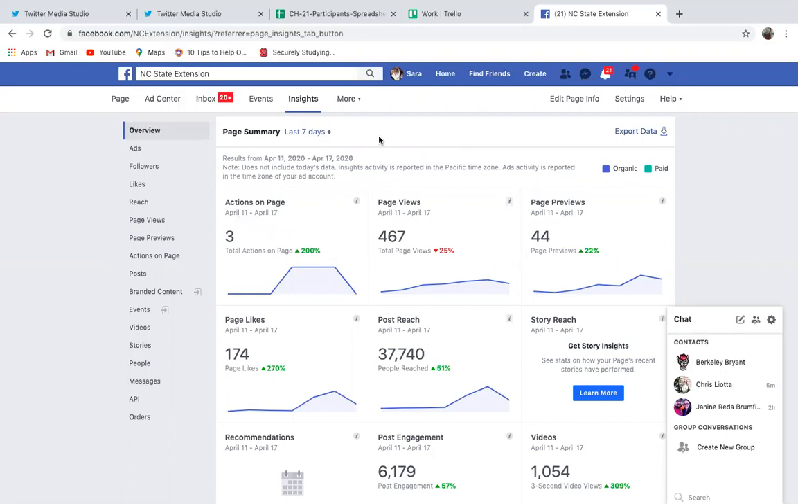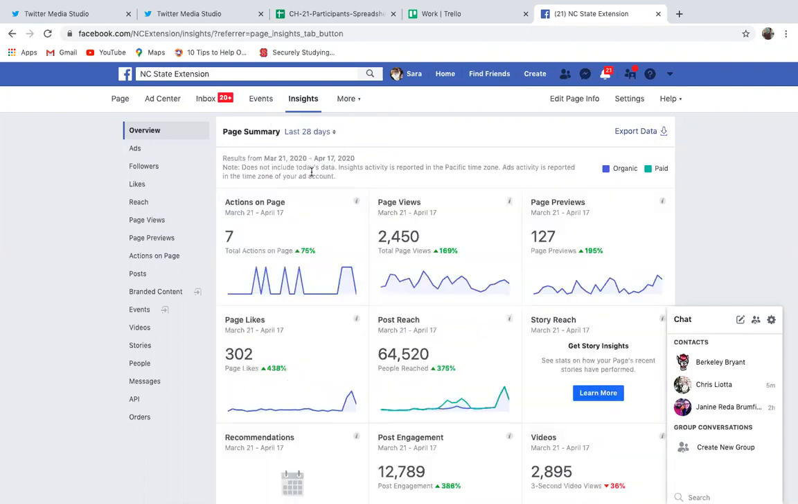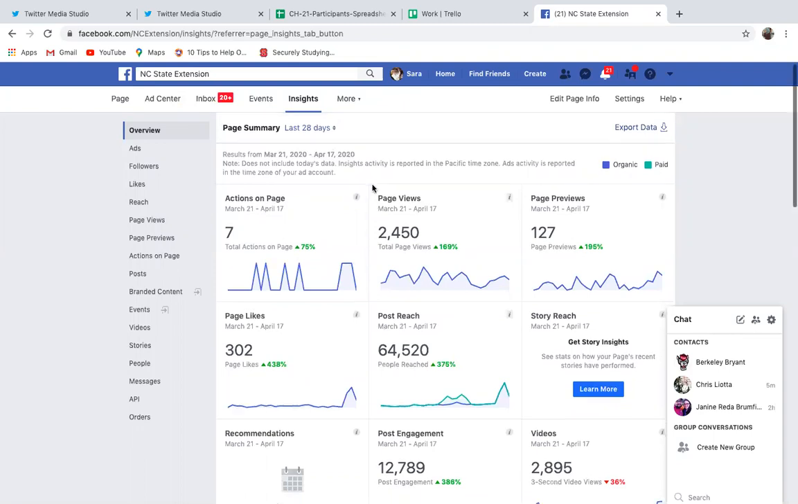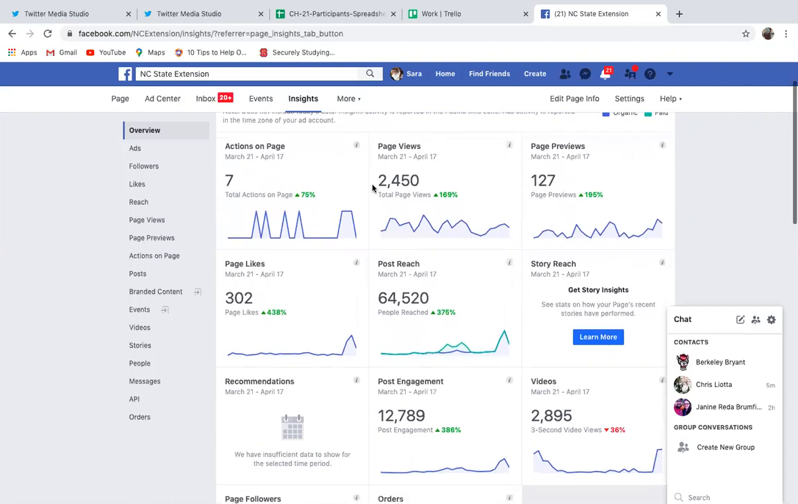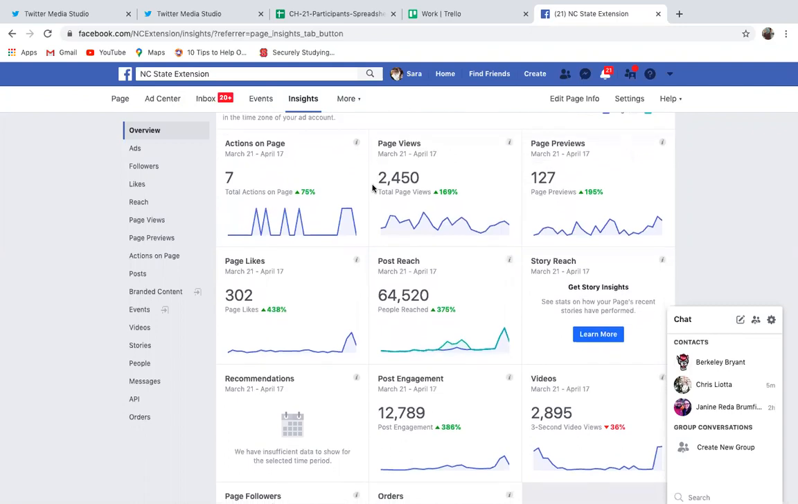So for me, when I look at analytics, I usually do it on a monthly basis. So the closest thing that you would have to looking at it from a monthly basis would be for the last 28 days. But you can choose to have a page summary for today, yesterday, or the last 7 days. So I'm going to go ahead and click on the last 28 days. So for me, that would be from March 21st to April 17th.